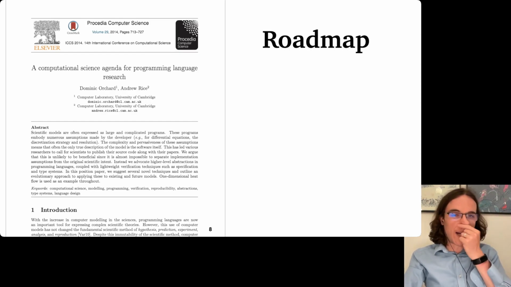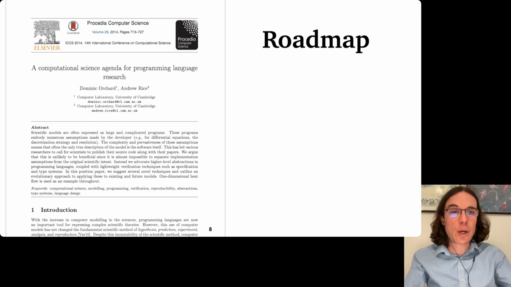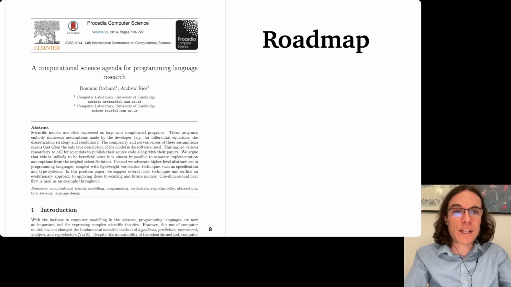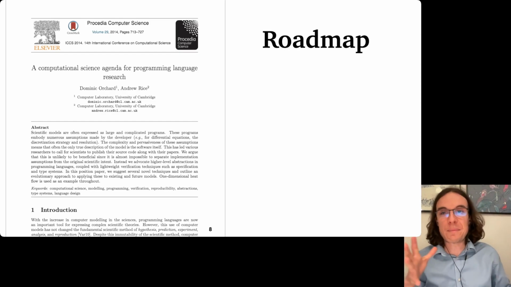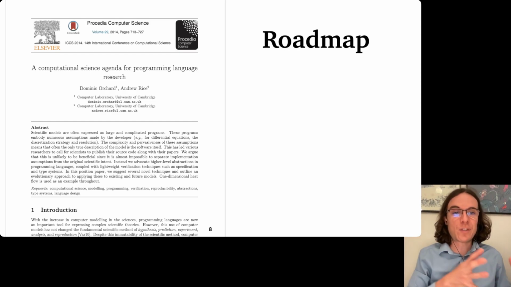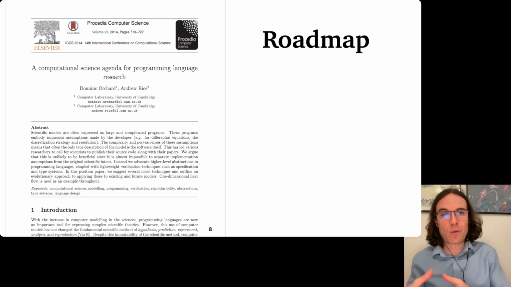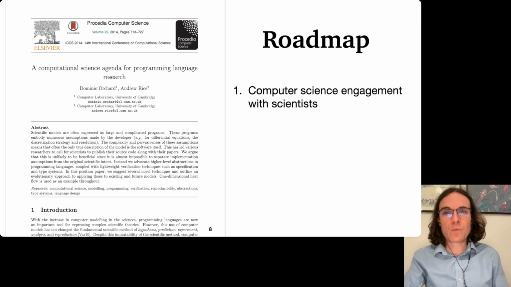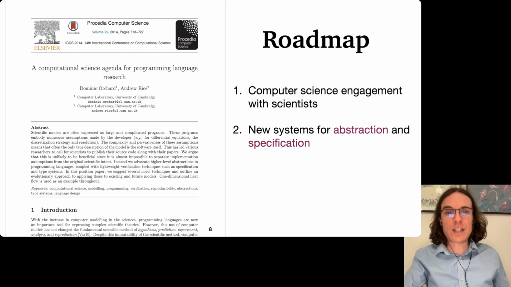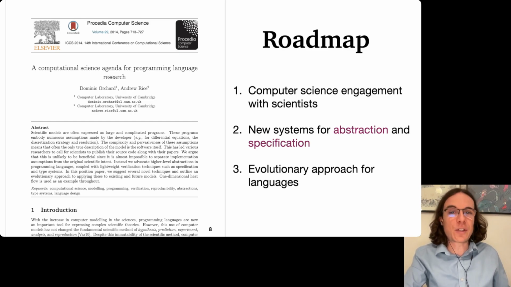This is something I started about a decade ago. I wrote this paper with Andy Rice, a computational science agenda for programming language research, where we laid out some of the difficulties in modern science with using programming for modeling and having your model be code. We talked about the need for more computer science engagement with scientists. We threw out a bunch of ideas about new ways of doing abstraction and specification that could help science.